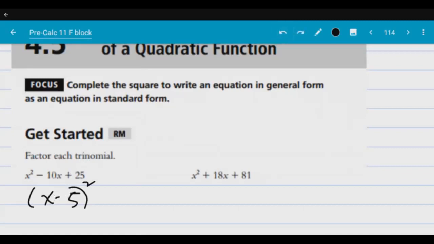The other one, this one, is also a perfect square trinomial because this one is a square root, this one is a square root, right? X here, 9 here. All right. And then this is the result of 2 times the product of these two square roots. So really, it would be x plus 9 squared. Make sense? Okay.